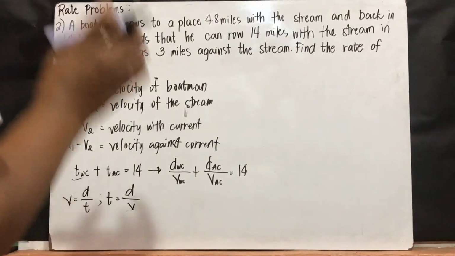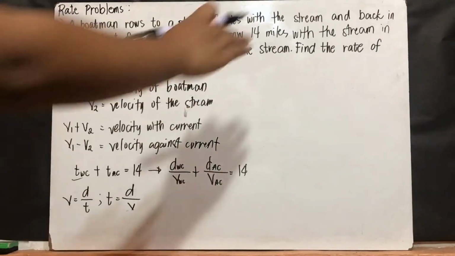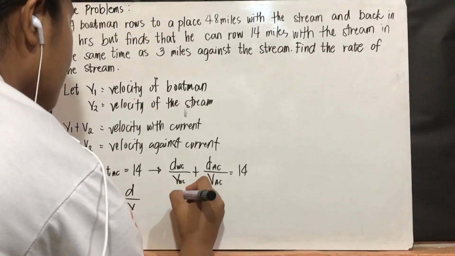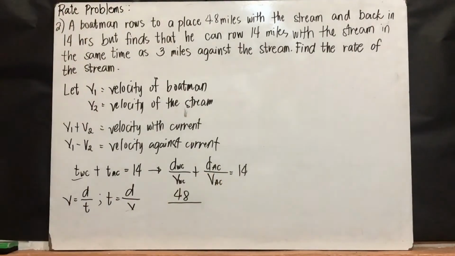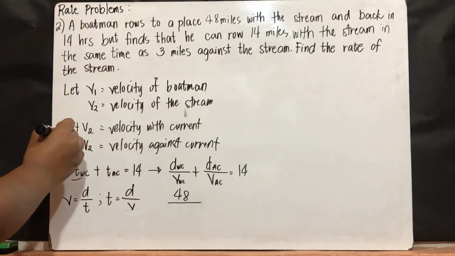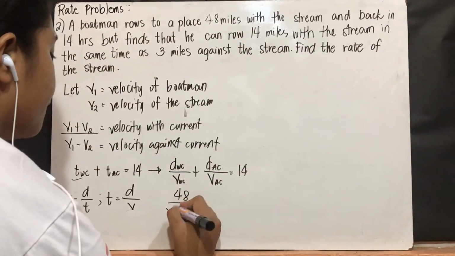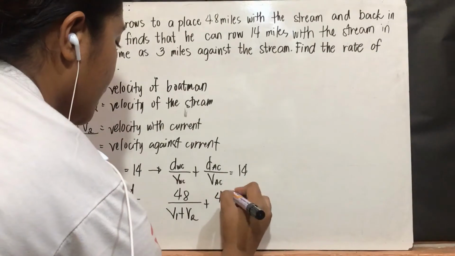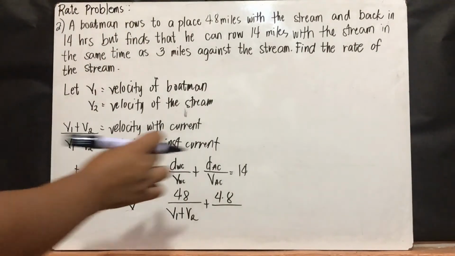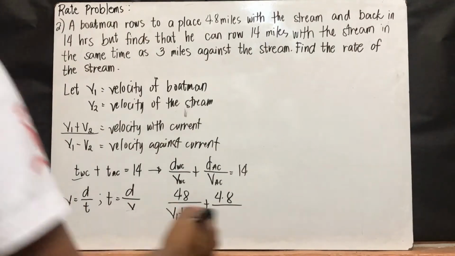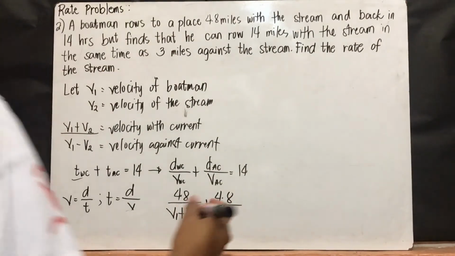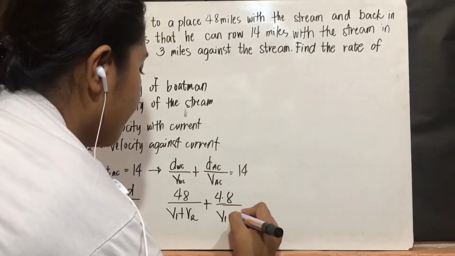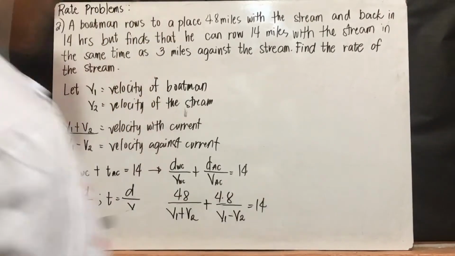Now, yung distance nila is the same lang, which is 4.8 miles kasi with the stream and then back, okay? So, we can rewrite this as 4.8 over, now, for your velocity with current, gagamitin natin yan, V1 plus V2, plus, since same sila ng distance, 4.8 over the velocity against current, yung formula niya, which is V1 minus V2, equal to 14.